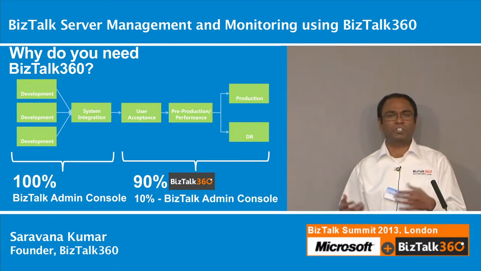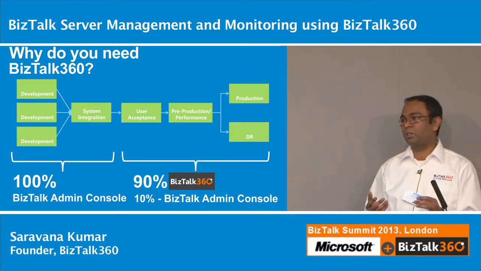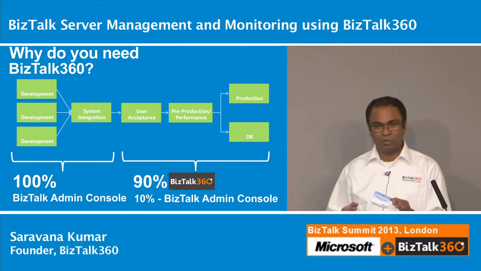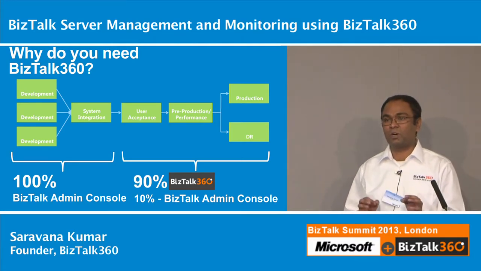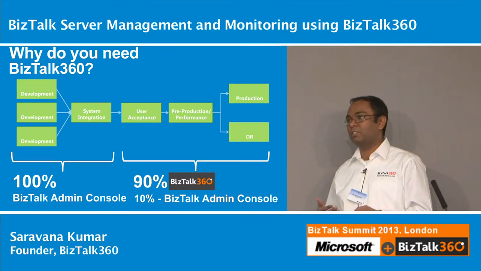So our focus is not around deployment, and we don't do anything with development either. We don't do orchestration, debugger and those kinds of developer-focused things. We wanted to focus straight on the operation side of things. Once your application is in production, how can you operate it on a day-to-day basis in a much better way?